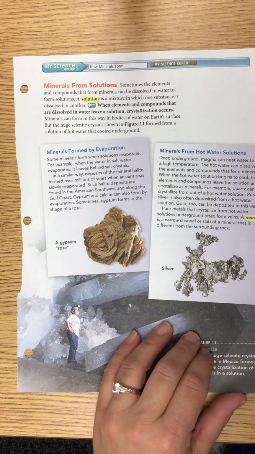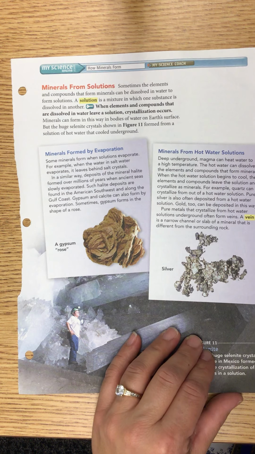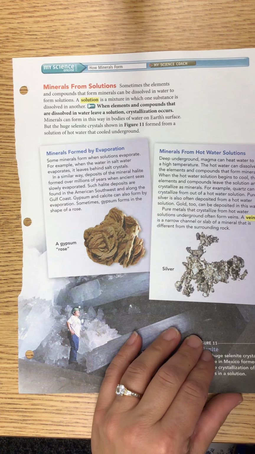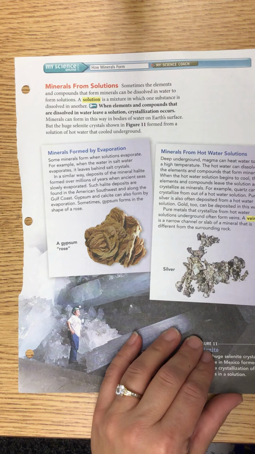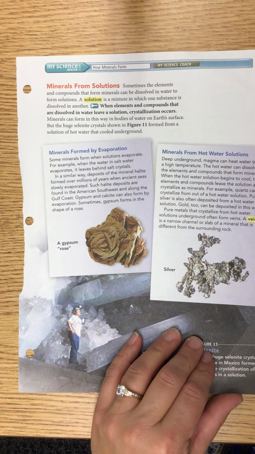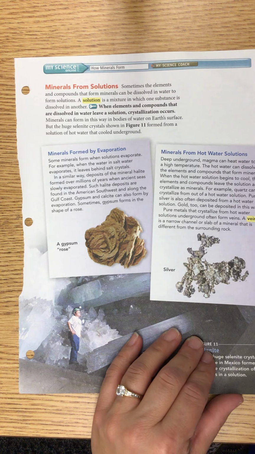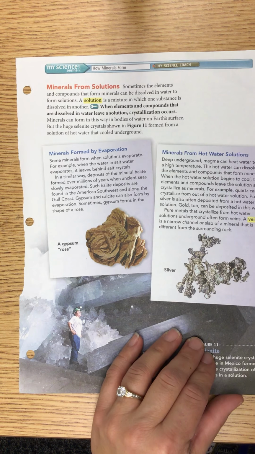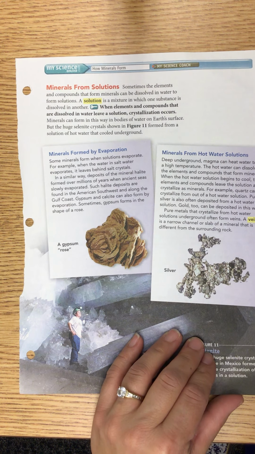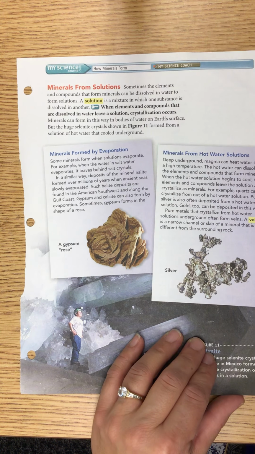Pretty cool. Deep underground, magma can heat water to high temperatures. The hot water can dissolve the elements and compounds that form minerals. When the hot water solution begins to cool, the elements and compounds leave the solution and crystallize as minerals. For example, quartz can be crystallized out of a hot water solution. Pure silver is also often deposited from a hot water solution. Gold, too, can be deposited in this way.